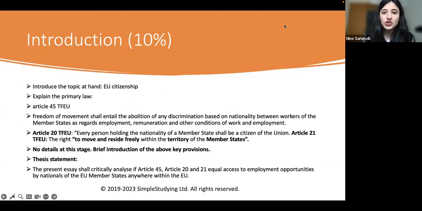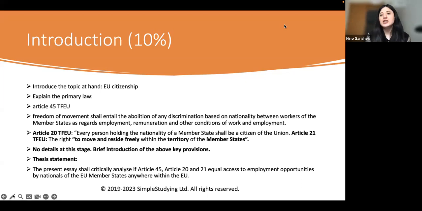In the introduction, you don't put any arguments. I believe that in the introduction, you only have to explain the relevant law, the relevant legal provisions. In this case, the most important is to explain Article 45 of the TFEU, which is about freedom of movement. And that shall entail the abolition of any discrimination based on nationality between workers of the member states as regards employment, remuneration, and other conditions of work and employment.